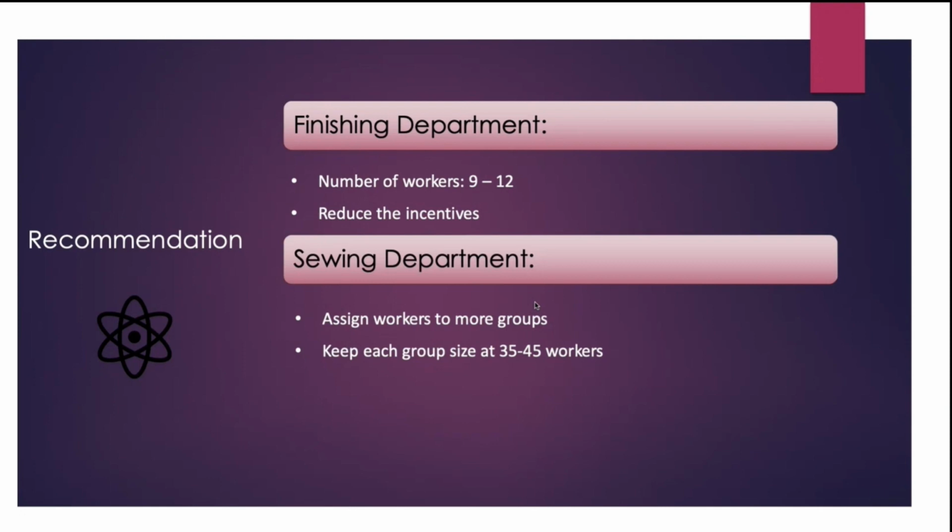And for the sewing department, we need to assign the workers to more groups. As in the previous exploration, we found that more workers in a team may increase the overtime. And also keep each group size at 35 to 45 workers.